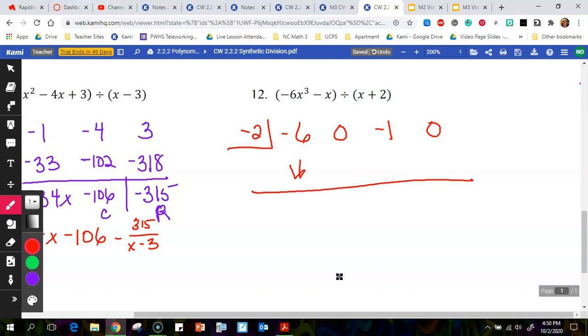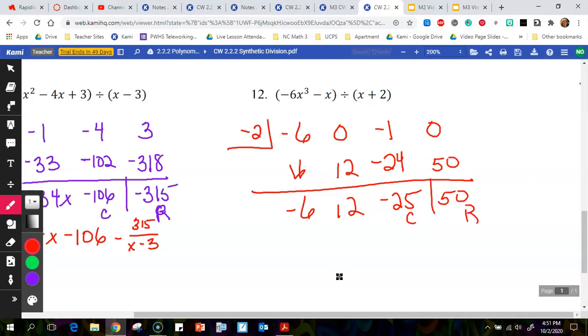Bring down negative 6, that's going to be 12, 12, negative 24, negative 25, 50. Remainder, constant, x squared. So the answer is negative 6x squared plus 12x minus 25 plus 50 over x plus 2.